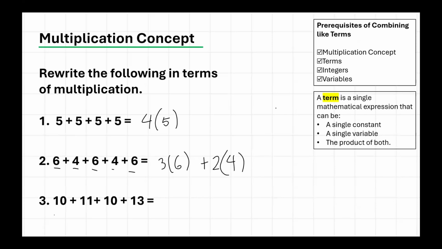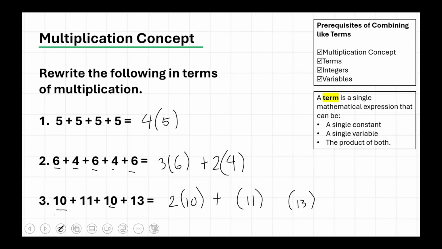And for the last example in the numeric term or multiplication concept, we have 10 plus 11 plus 10 plus 13. Here we can see that we have three groups: 10, 11, and 13. As you can see, we have two tens. So we are going to write 2 times 10 plus 11 plus 13, since we only have one 11 and one 13. So that's for the multiplication concept.